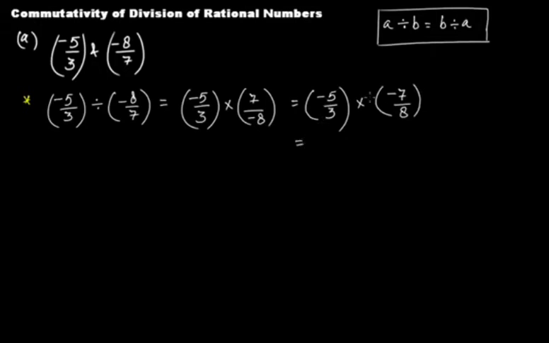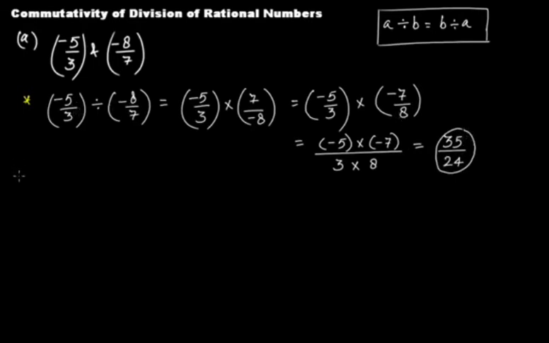Now, if you multiply the numerators together, you get minus 5 times minus 7, and this is 3 times 8. You get 35 because we are multiplying two negative numbers. That is why we get a positive result. This is 24.